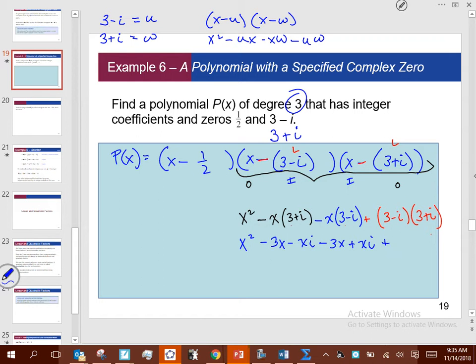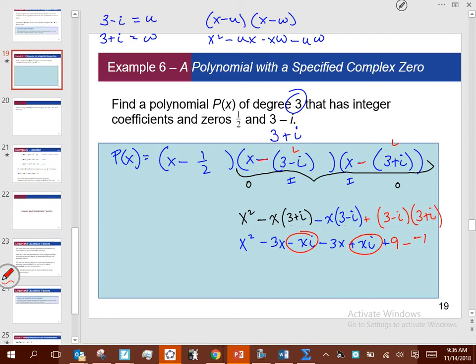And now I get to the red stuff. The red stuff, what are those two things compared to one another? Conjugates. So do I need to worry about the middle terms? Nope. So 3 times 3 is 9. And then negative i times i gives me negative i squared, right? But i squared becomes negative 1, so negative i squared becomes minus negative 1. So we should have a total of 10 there with that red stuff, right? Okay. What happens here with my negative xi and my positive xi? They cancel out. And that should happen every single time.